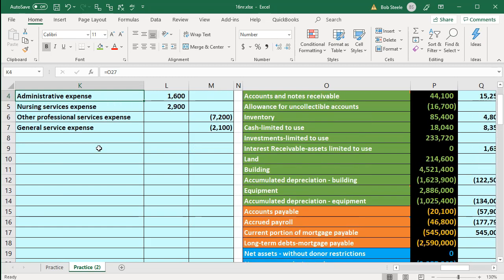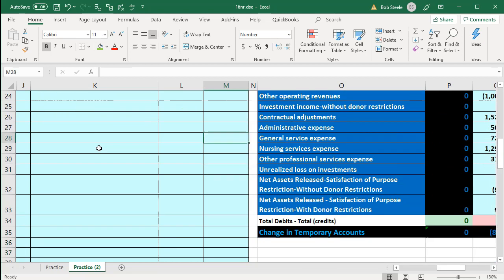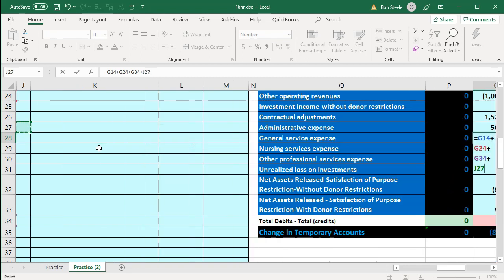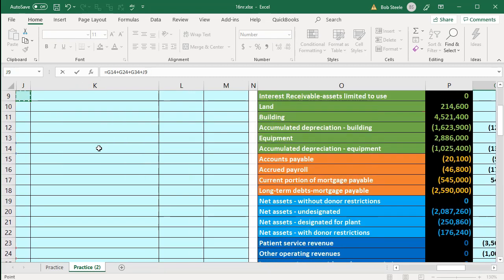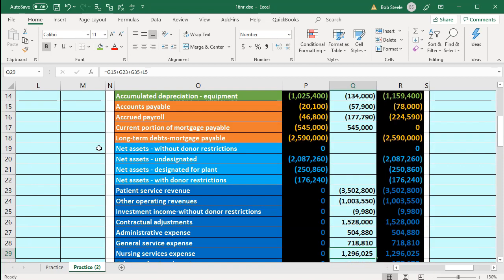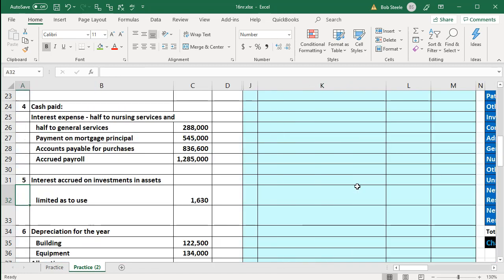And then we have the general service expense. Scrolling back down to pick up the general service expense, that's in cell Q28. Within that cell, we're going to say F2 plus, and then scroll back over and pick up the general service of the 2,100 and enter. So there we have that. If we scroll back down, we can see that we are back in balance given by the green zeros, and we can now go to the second component of number 7.